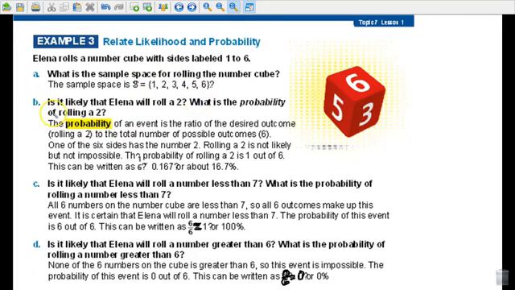So letter B, is it likely that Elena will roll a 2? What is the probability of rolling a 2? So it's 1 out of 6 for the probability, okay? And if you do 1 divided by 6, you get 0.167, and if you make that a percent, you move it over twice and you get 16.7%.